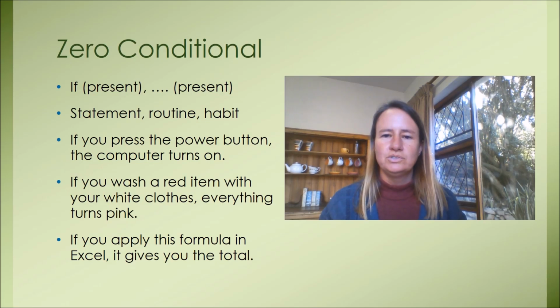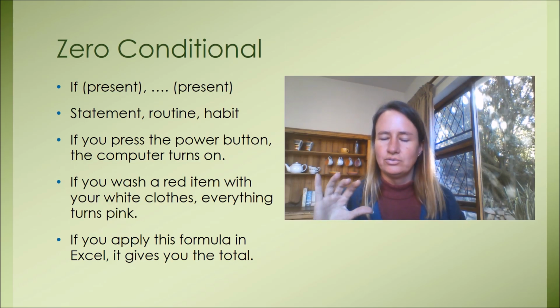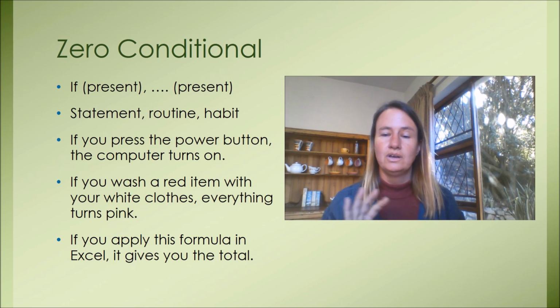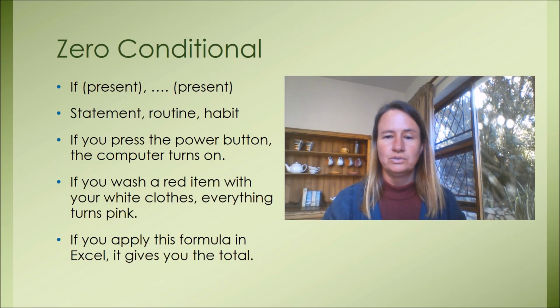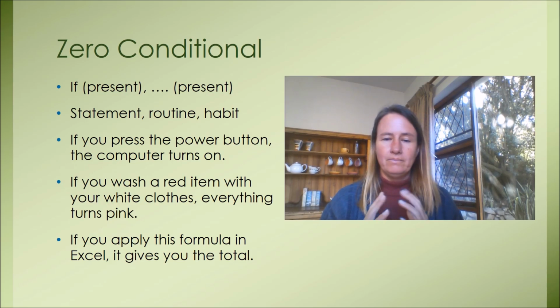So with your 0 conditional, we have if and present, and in the second part of our clause, we again have present. So we keep our tenses the same. 0 conditional: if, present in the first part of the clause, present again in the second part of the clause. We use it, as you see there, when we talk about statements, routines, habits, something that happens all the time, something we do all the time.